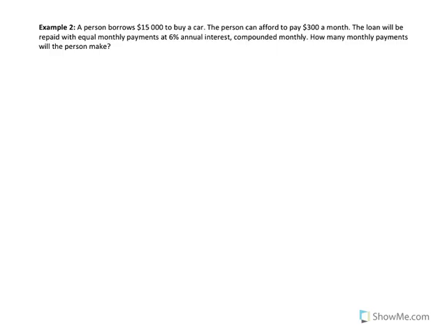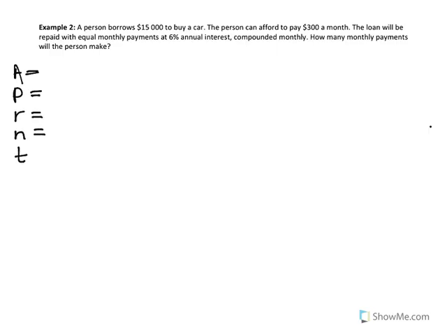Okay, a person borrows $15,000 to buy a car. The person can afford $300 a month. The loan will be repaid with equal monthly payments of 6% annual interest compounded monthly. How many monthly payments?